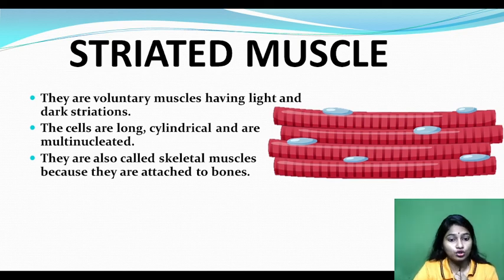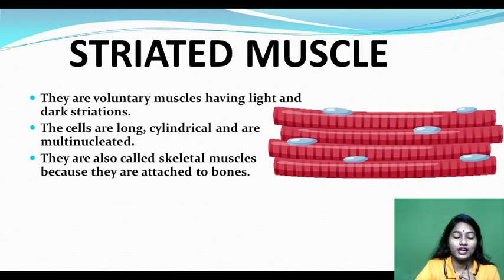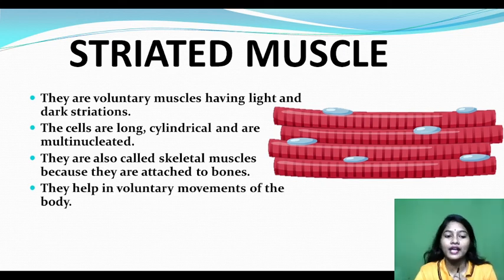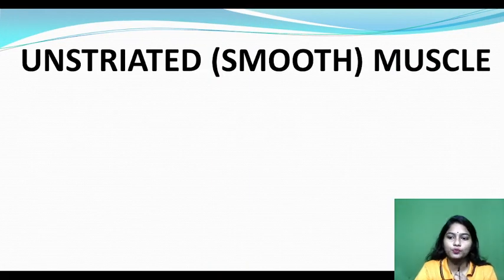Then they are also called skeletal muscle. Why are they called skeletal muscle? Because they are attached to the bones. We know that for the smooth movement of our body, the bones are attached to the muscles. So the muscles need to be attached to the bones. That's why they are called skeletal muscle. They help in voluntary movement of the body. Okay. So moving next, unstriated or smooth muscles.